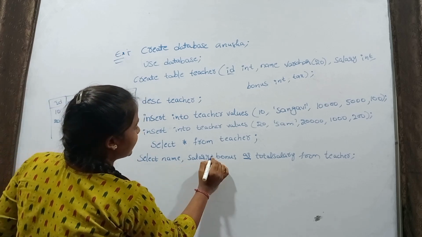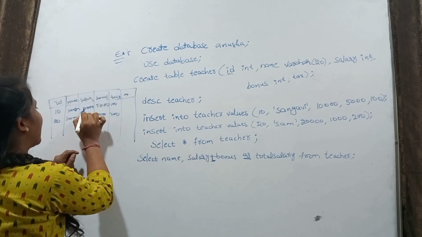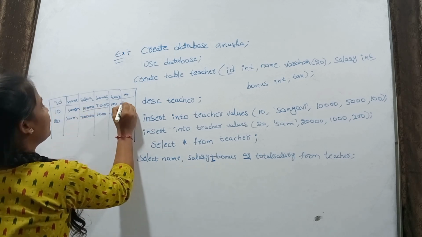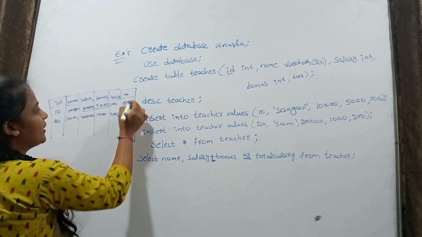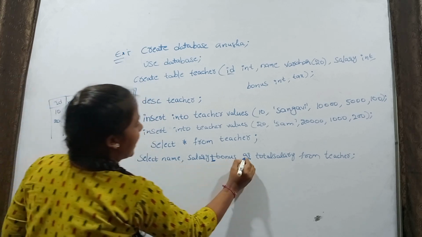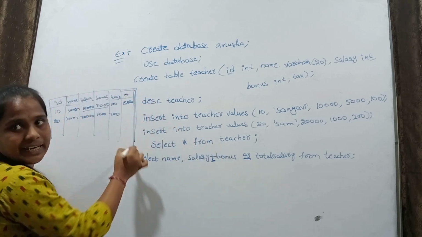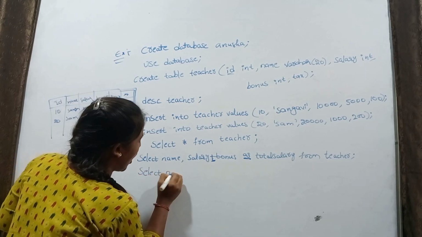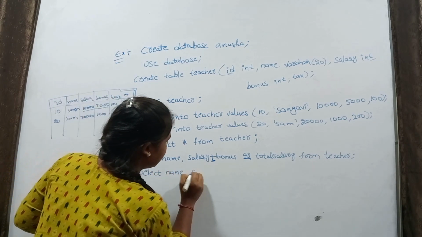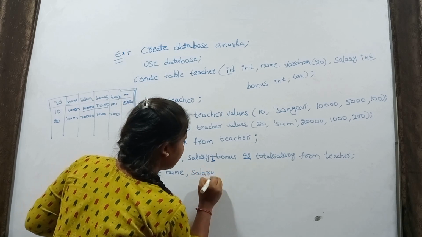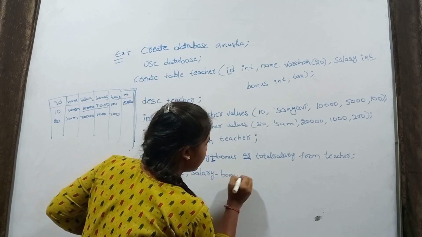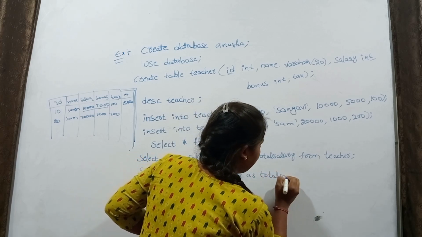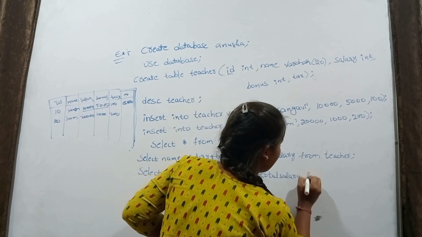We can use the addition operator. The salary 10,000 plus bonus 5,000, 15,000, will be formed here as the total salary. It is a virtual column. When we use as, a virtual column will be created. In this way we can use all the operators in SQL. Salary minus bonus as total salary from teacher.